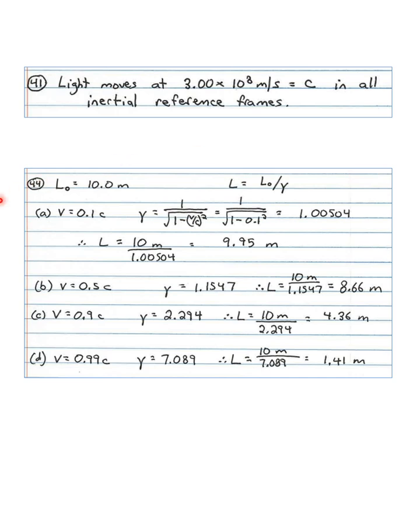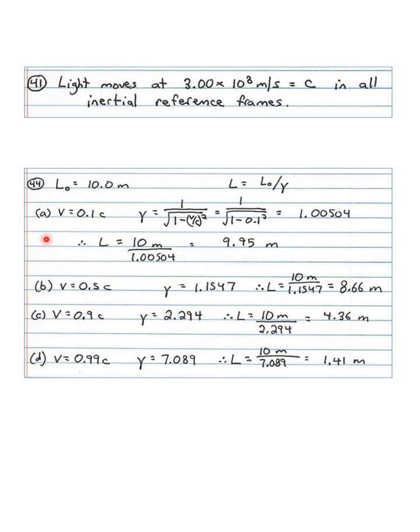Number 44, a rod with a proper length of 10 meters. So we're going to write L naught equals 10 meters, lies in the x-axis. If the rod is traveling in the positive x direction, find the rod's measured length when its speed is, and there are these 4 choices. So we're going to use the equation for length contraction, that length is proper length divided by the gamma correction factor.